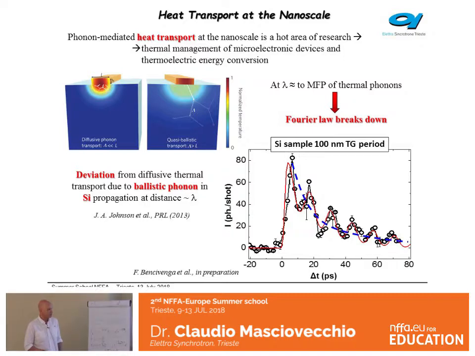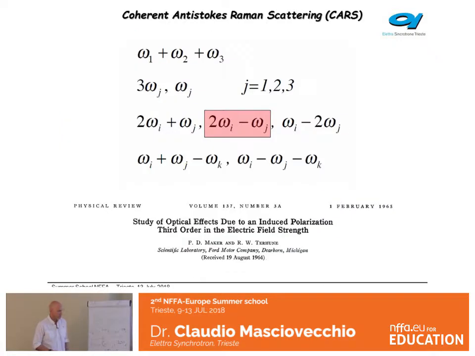Okay, so I showed you this sample before. Actually, transient grating is one special case of this kind of response of your system. And there are other cases. In particular, I want to concentrate on this one, which is called coherent anti-Stokes Raman scattering. Actually, the people that developed this technique didn't call it CARS, but after a few years, people were calling it CARS. But these two guys were working in the scientific laboratory of the Ford Motor Company. This is kind of funny to me.